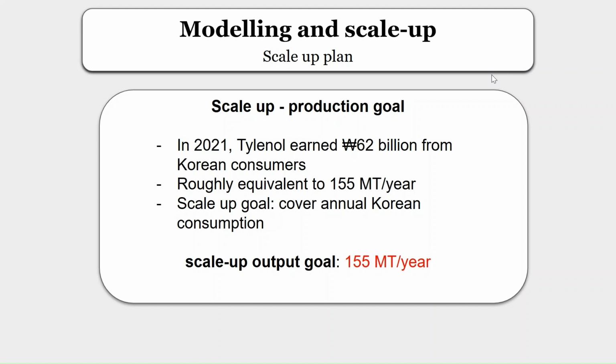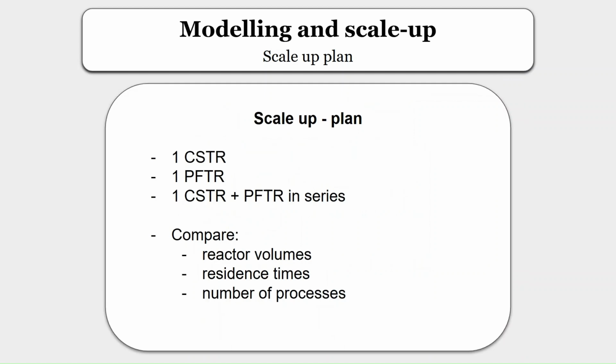For the scale-up of our production, we wish to be able to cover the Korean annual consumption. A paper from 2021 stated that this would be around 155 metric tons per year, and that was set as our scale-up output goal. For the scale-up plan, we wish to investigate 3 different configurations: one CSTR, one PFTR, and one CSTR plus PFTR in series.